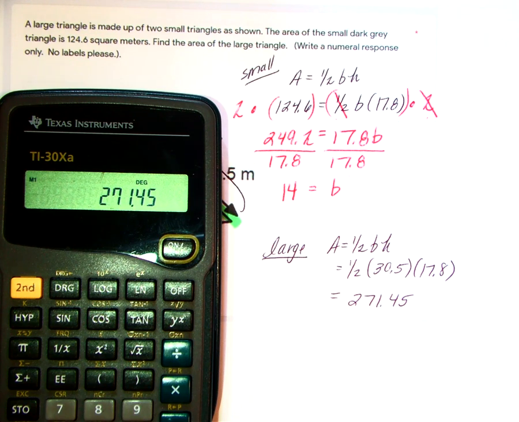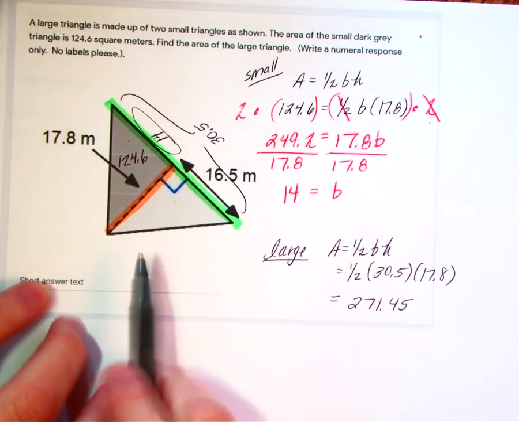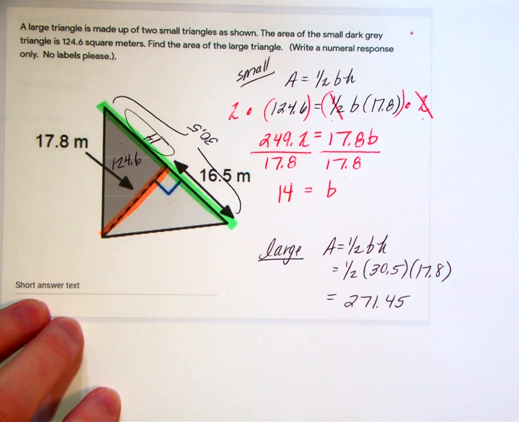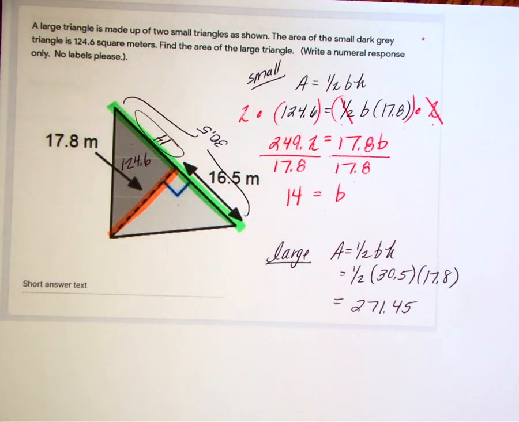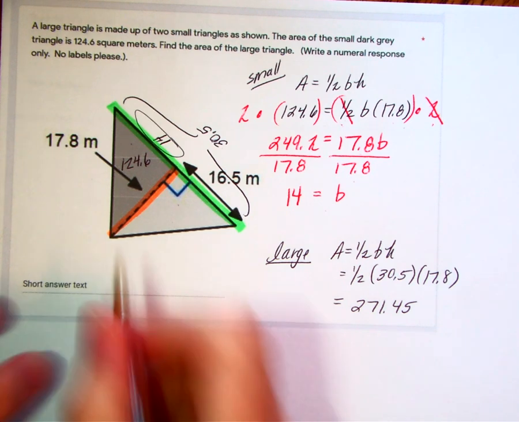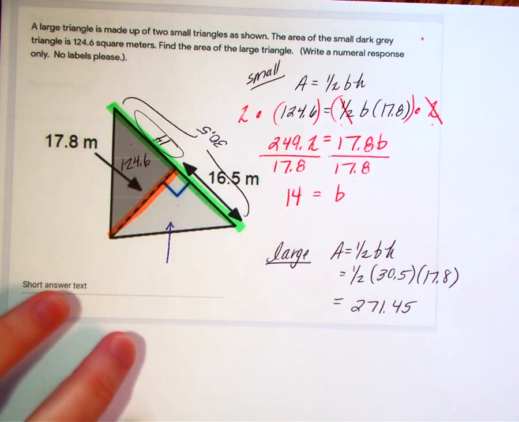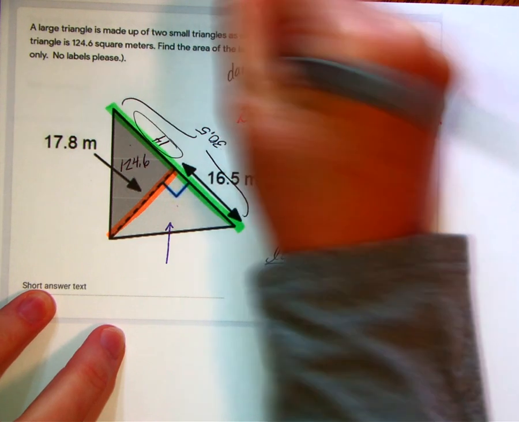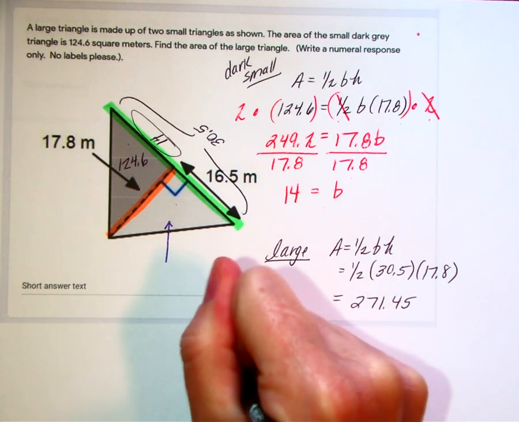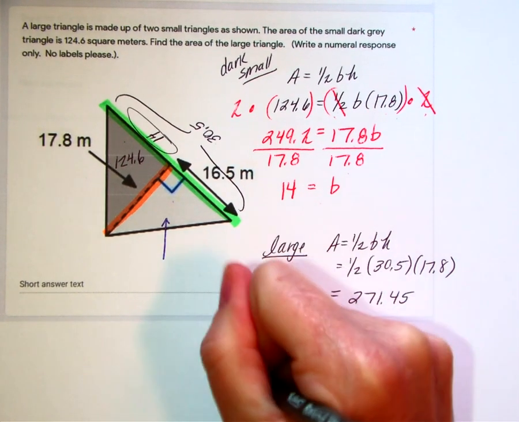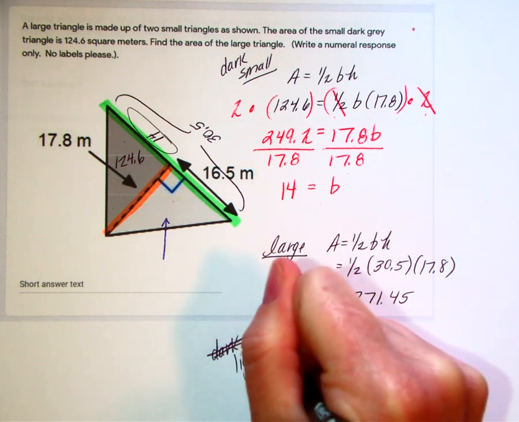Or we can try the other method. We can try just finding the area of this little guy. This little guy here, let's go in with a different color. Since I already knew the area of this one, I could have found the area of the lighter small one. So this one was the dark shaded small. Let's do the light small one. That's what I need to do.